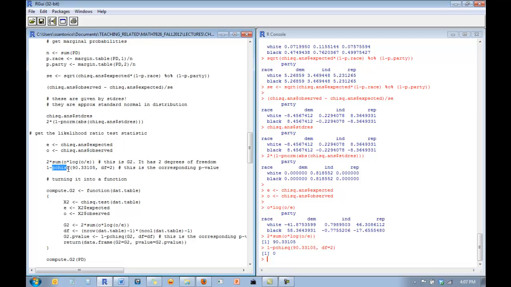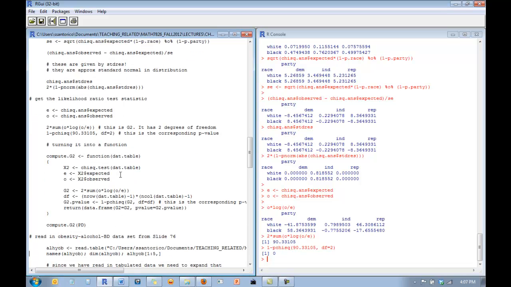So pchisq gives me the probability smaller. That's why I need a 1 minus. So my p-value again is really small. And if you wanted to, you could use this function here.